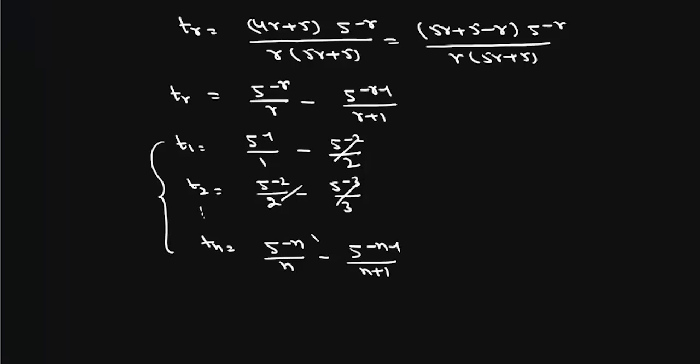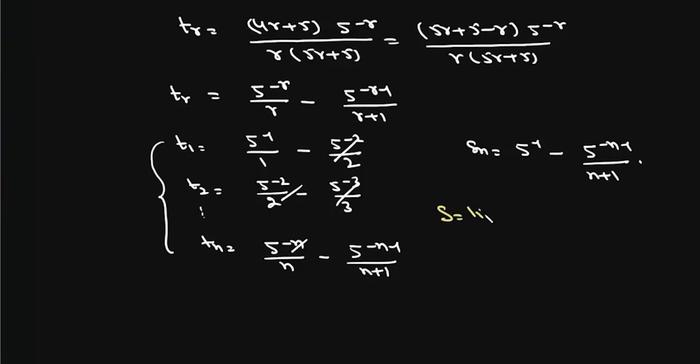Now these terms will cancel, so the sum of n terms will be simply 5 to the power minus 1 minus 5 to the power minus n minus 1 upon n plus 1, and that is the sum of first n terms. Now in this question, we need to find S infinite.